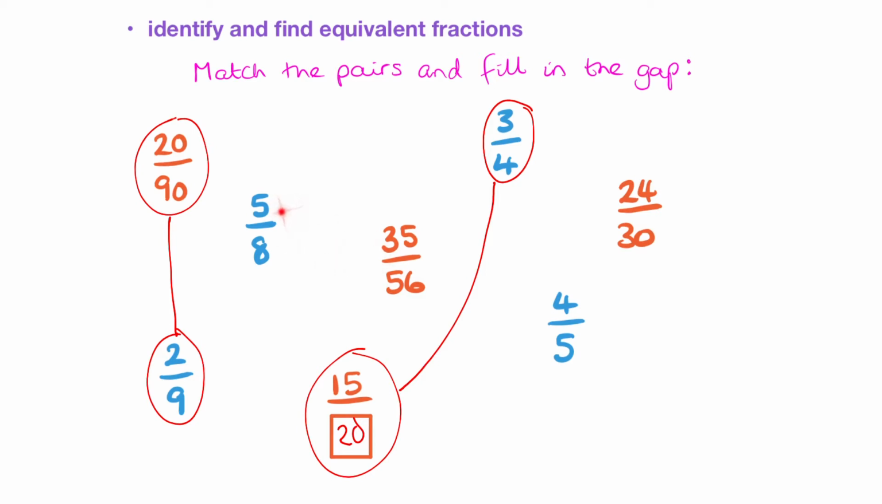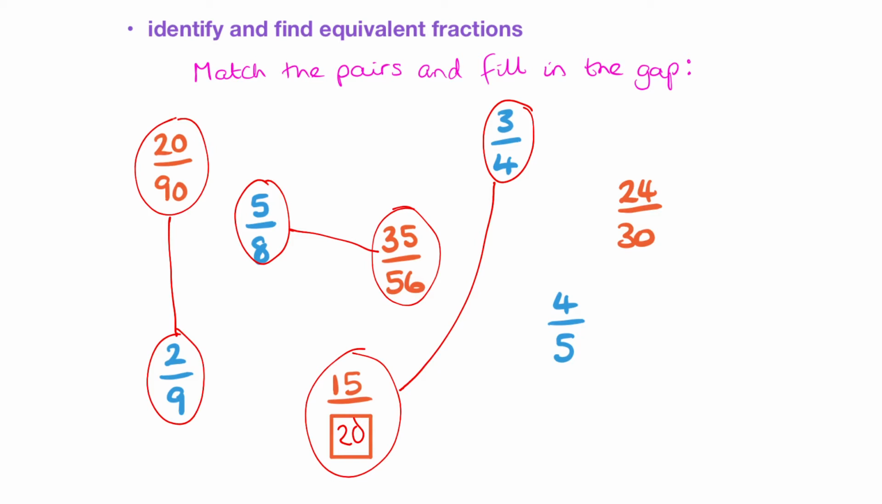Okay, 5 times what is 35? Well, 5 times 7 is 35. So if 8 times 7 is 56, then we've got equivalent fractions there. And 8 times 7 is 56. So we know that these two fractions are equivalent. And then hopefully 4/5 is 24/30, same size.